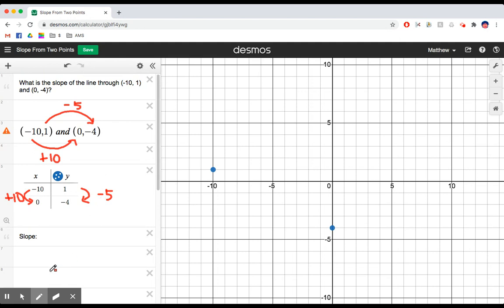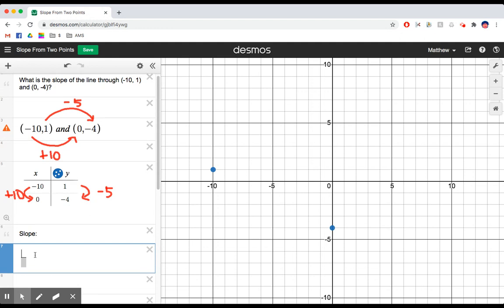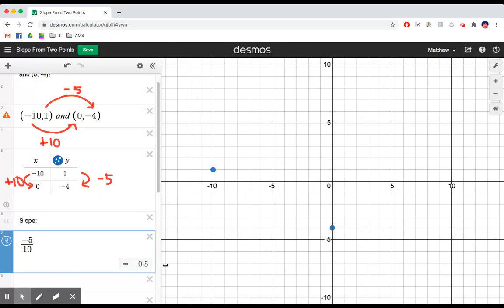So negative 5 over 10, let's finalize that. I'm going to write it down here. Change in y over change in x, right? Our change in y was negative 5. Change in x was 10. So our final slope value, negative 0.5.